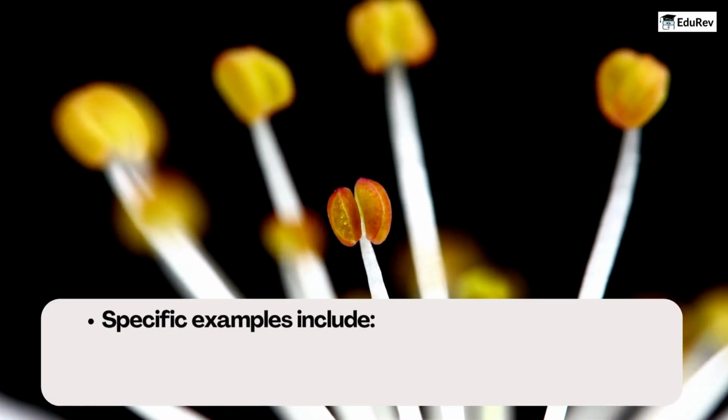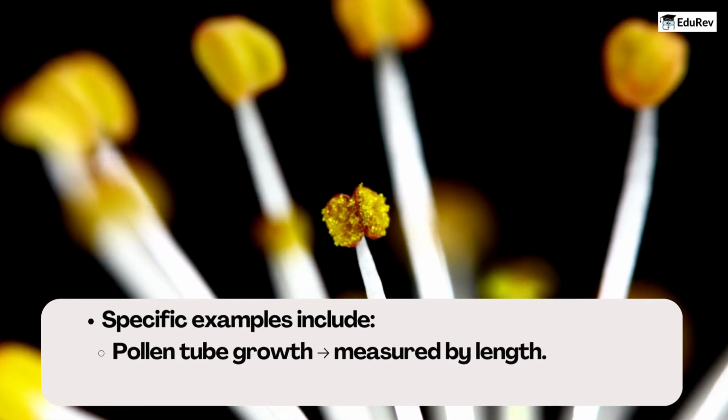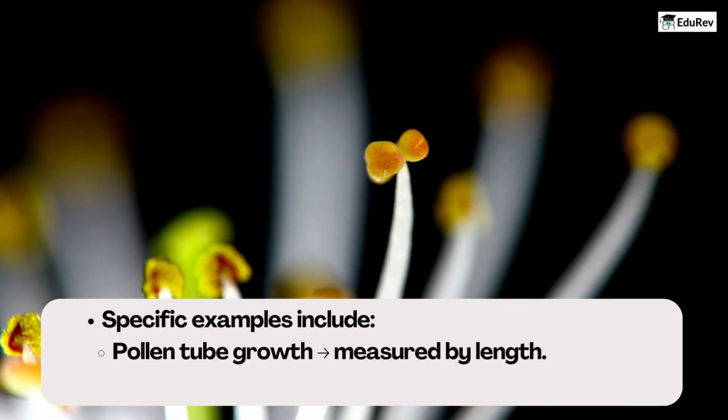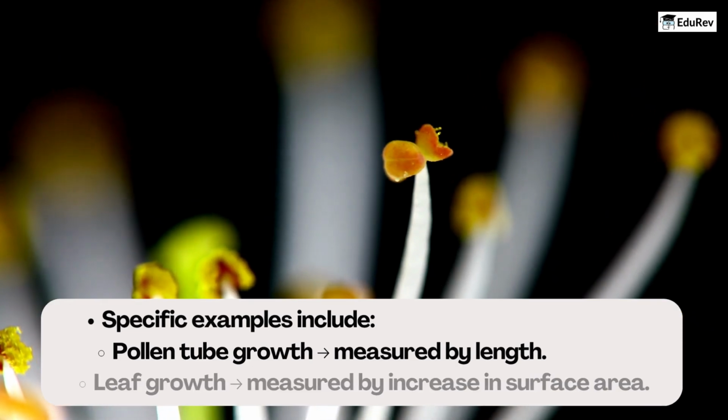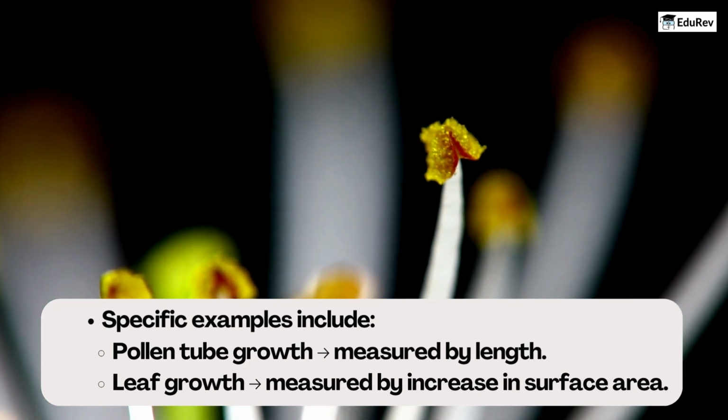Let's look at a few specific examples. The growth of a pollen tube is usually measured by its length as it extends during fertilization. On the other hand, leaf growth is measured by the surface area as the leaf expands and spreads out.